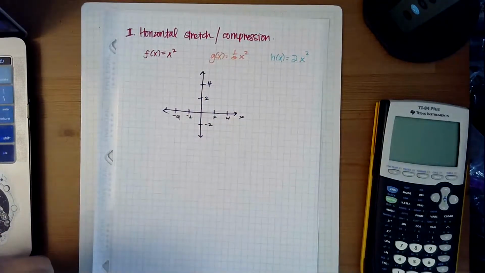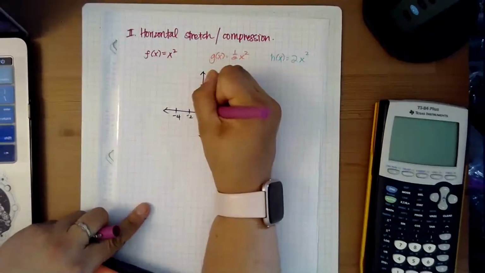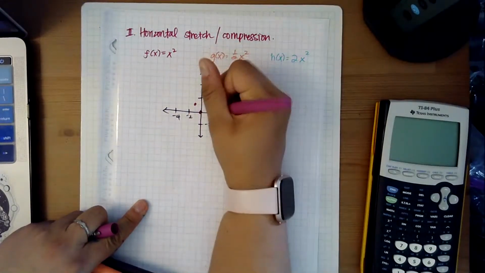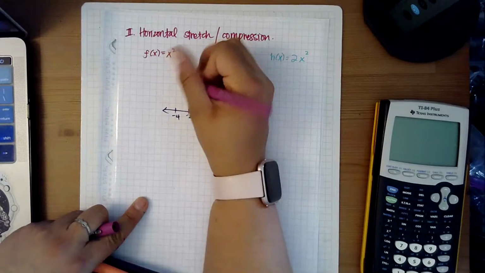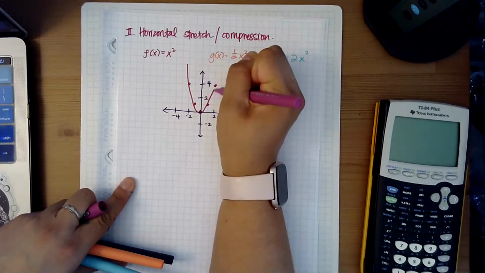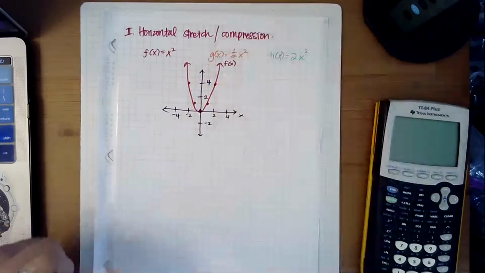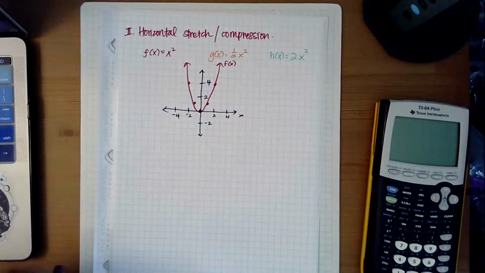Okay. So as always, I'm going to put my parent function first. 0, 0, 1, 1, -1, 1, 2, 4, -2, 4. Here is my parent function. That is f of x. That's the parent function. Now let's see what happens with g of x.